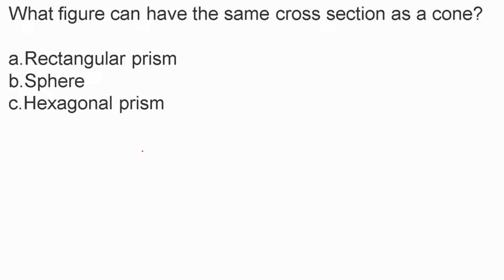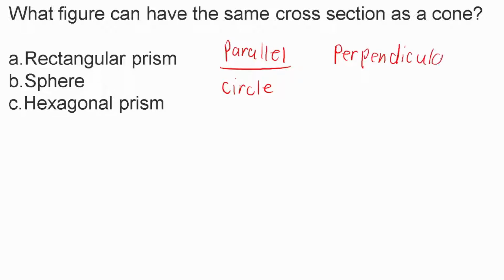All right, our next problem says, what figure can be the same cross section as a cone? So if we think of a cone, we have to think about what cross sections it could have. If we are parallel to the base of a cone, then our cross section is a circle. But if we are perpendicular, our cross section for a cone, and the same thing is true with a pyramid, is going to be a triangle. Now, we don't have a pyramid here, right?